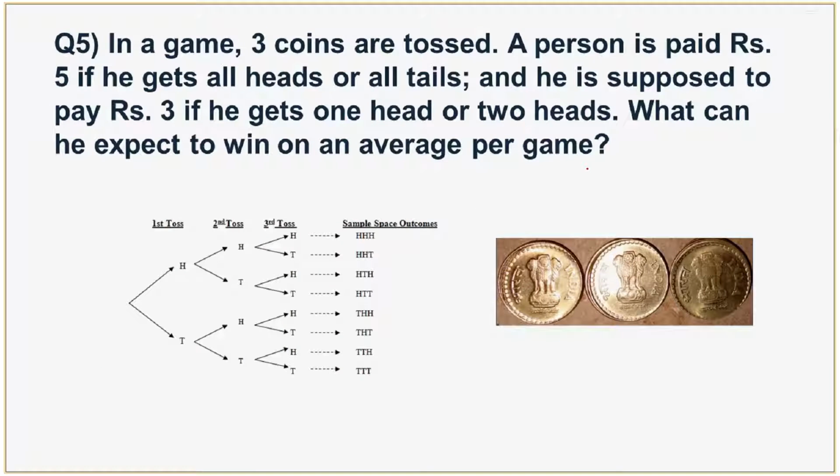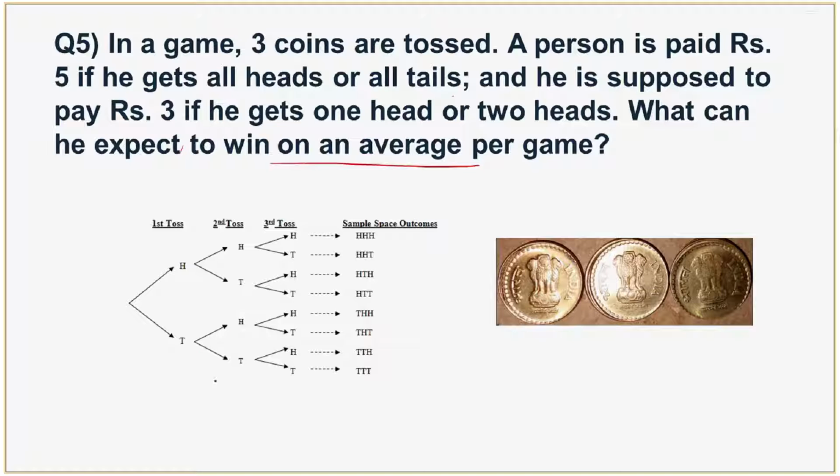Okay, so last question. In a game, 3 coins are tossed. Again, 3 coins are tossed. A person is paid ₹5 if he gets all heads or all tails, and he is supposed to pay ₹3 if he gets 1 head or 2 heads. So what can he expect to win on an average? That means you have to find the mean.